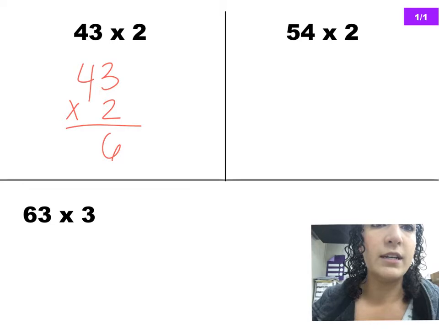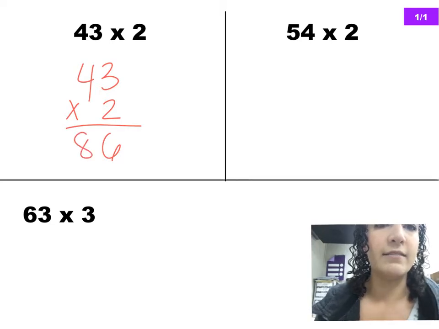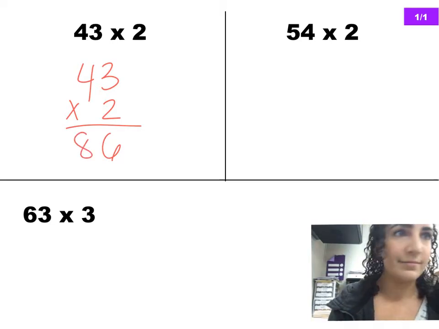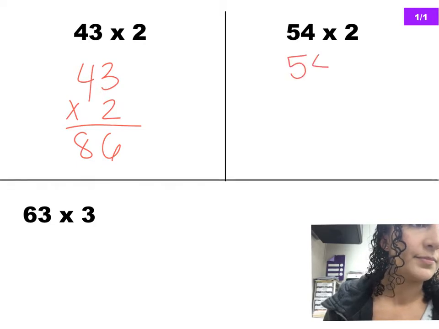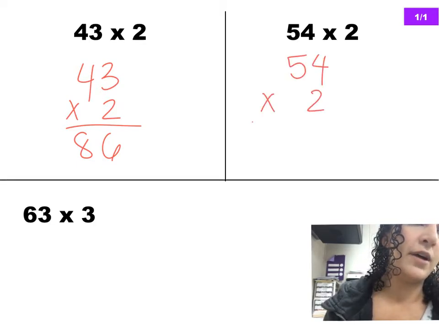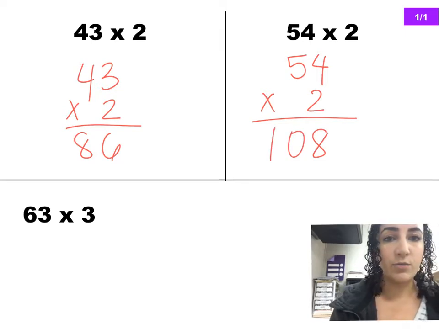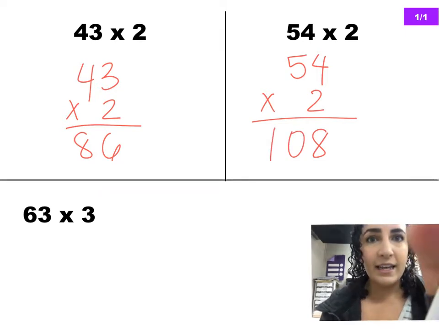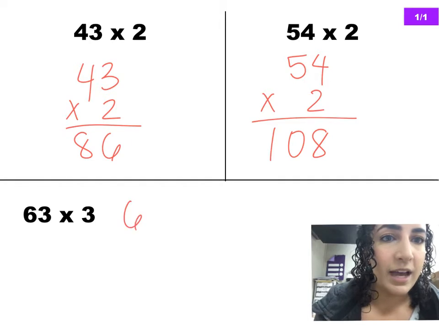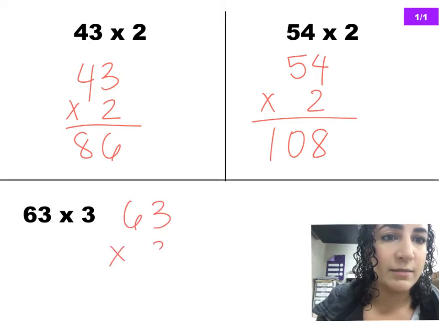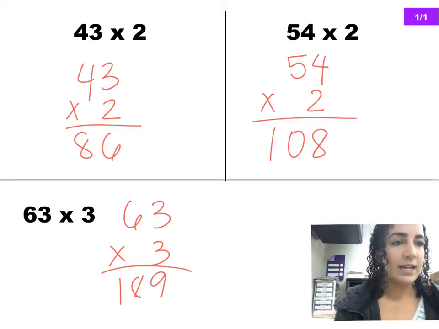2 times 3 is 6. 2 times 4 is 8. Product, 86. On to the next one. 54 times 2. Wow, I almost feel like I could do some of these in my head. Product is 108. And last but not least, we have 63 times 3. The product is 189.